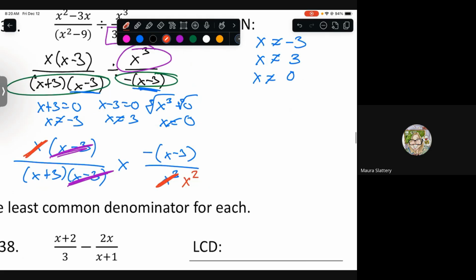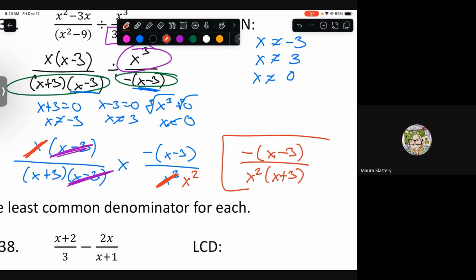So now, in the numerator, I have left negative (x minus 3). And then in the denominator, I have an x squared and an x plus 3. So that would be my answer there.